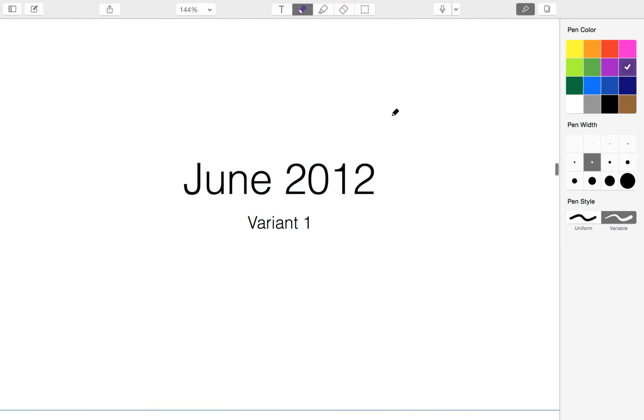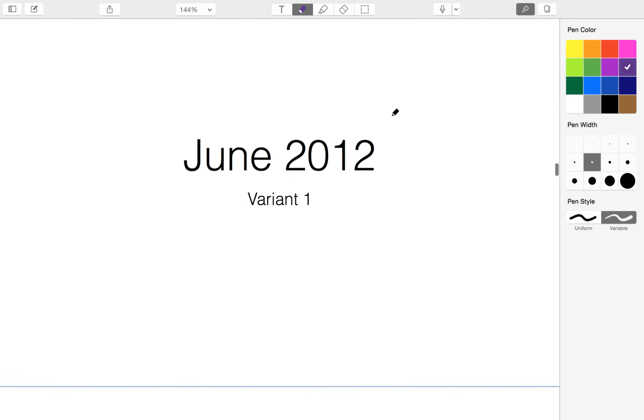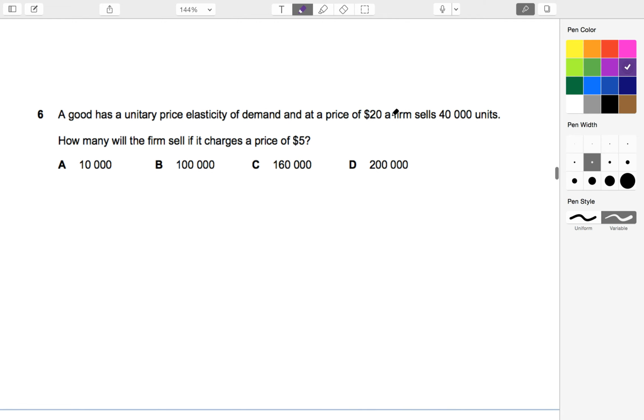This is June 2012, variant 1, question number 6. A good has a unitary price elasticity of demand, and at a price of $20, a firm sells 40,000 units. How many will the firm sell if it charges a price of $5?